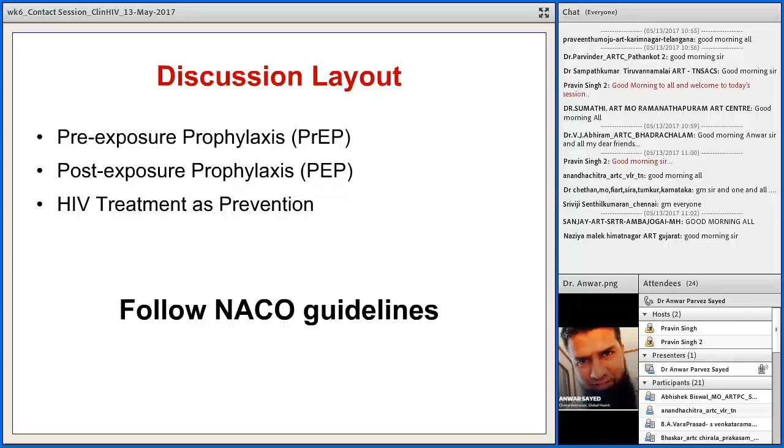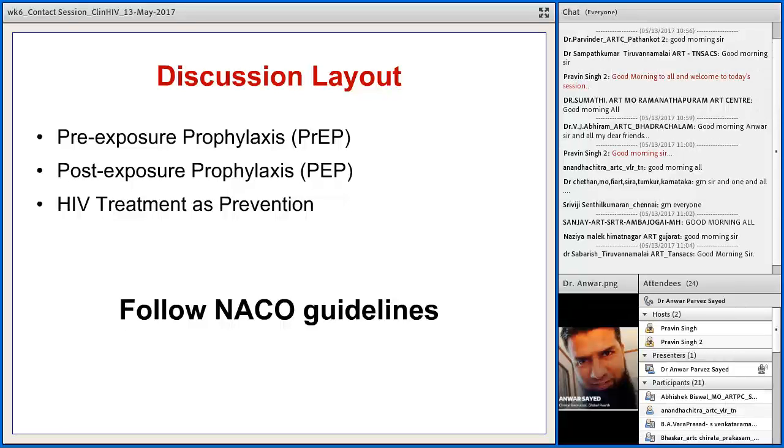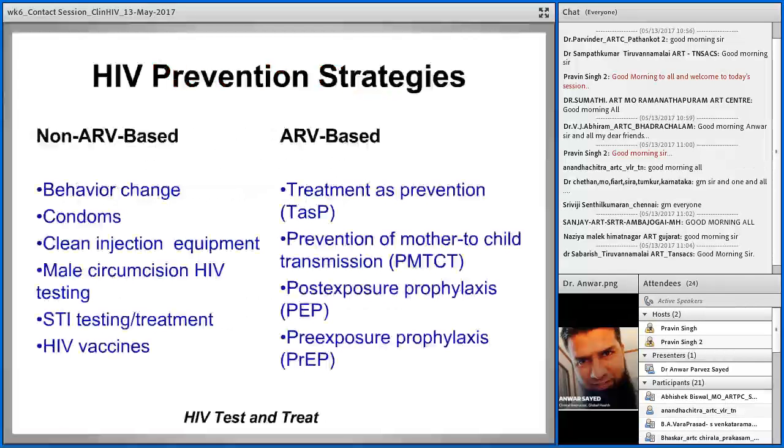We have post-exposure prophylaxis, but it is for occupational exposure and post-rape victims, not for others like sexual exposures. We don't have that in the program guidelines. So what I'm trying to say is, we will get ourselves updated on the recent areas in which ART is involved, but at the end of the day we will be following NACO guidelines.